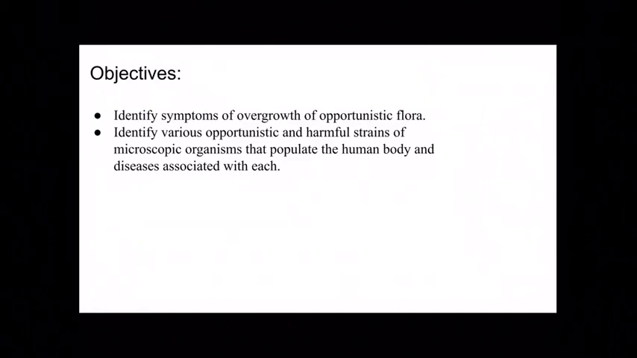Okay, so that is our brief look at a very few common bacteria and one fungus that, when they show up in the body, can cause particular problems. So this was our look at some harmful flora and some opportunistic flora. We looked at symptoms of overgrowth of opportunistic flora, and various opportunistic and harmful strains of microscopic organisms that populate the human body and diseases associated with them.